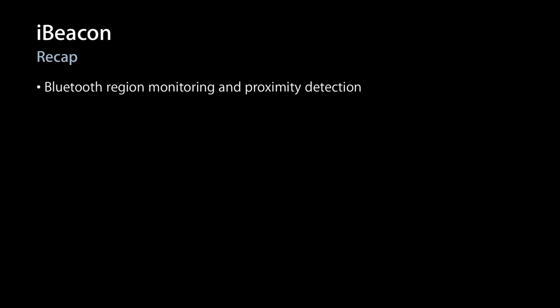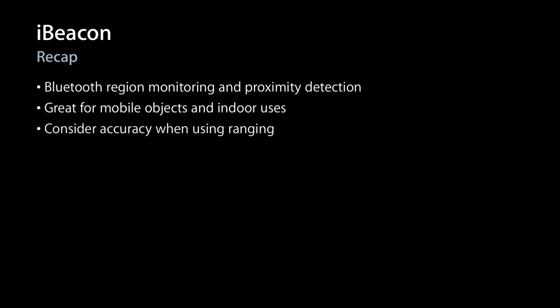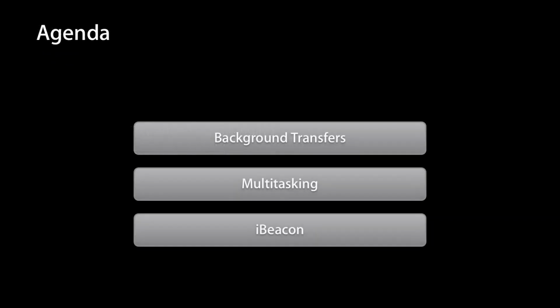So that's just a summary on iBeacon. It's a new Bluetooth technology that enables region monitoring and proximity detection. These are great for mobile objects or indoor use cases. You need to pay attention to the accuracy and the signal strength in real-world environments. You want to calibrate and test in these real-world scenarios to ensure the best user experience. So that's the three technologies I wanted to go through: background transfer and minimizing install time, multitasking and keeping your app snapshots up to date, and then iBeacon for providing an entire new class of location-aware apps.